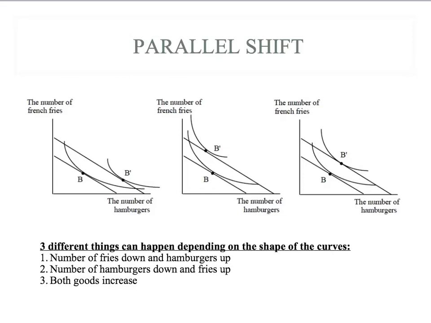But we have three different things that can happen with the theory of the consumer in a parallel shift. In the first example, we see a parallel shift out, and the number of fries goes down and hamburgers goes up. From point B to B prime, we get fewer French fries, but much more hamburgers. In the second example, the number of hamburgers goes down. We move back to the left in the number of hamburgers, but we've also moved up towards B prime, which is an increase in the number of fries. And then in the third example, both hamburgers and French fries have increased as we move out to that B prime. So we could get three different potential things happening here.